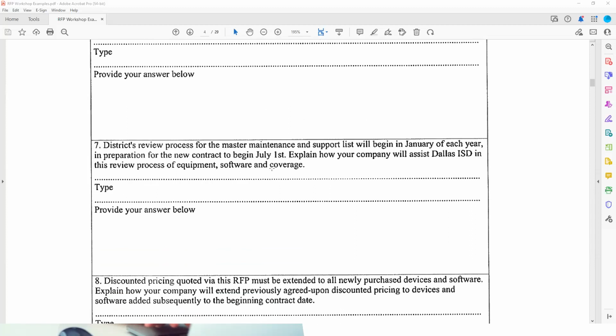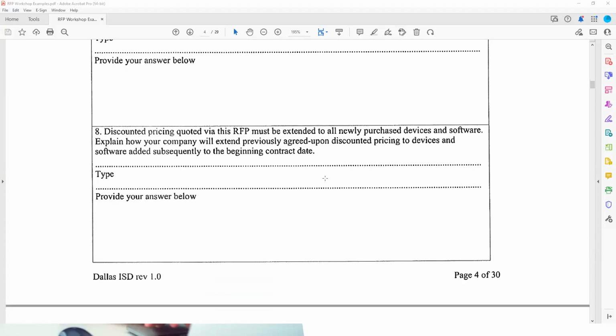Okay, so 7, because remember I told you this particular one had 12 questions. So number 7 is the district's review process for the master maintenance and support list will begin in January of each year. Explain how your company will assist Dallas ISD in this review process of equipment, software, and coverage. Remember the problem solution. Problem solution. Each RFP, that's what it is, a problem, and you're providing the solution.